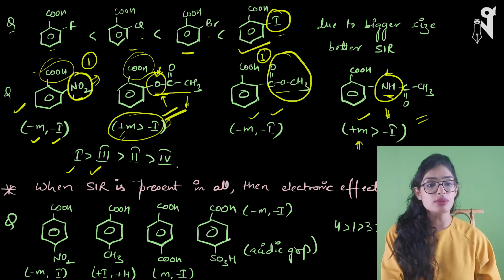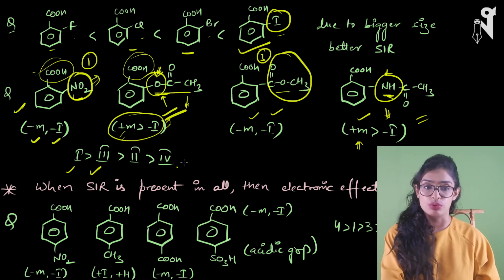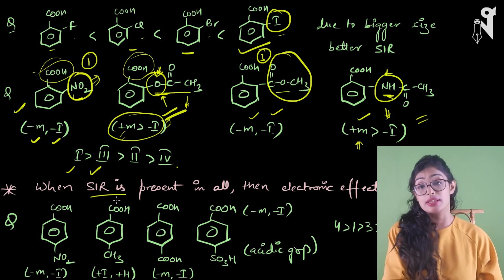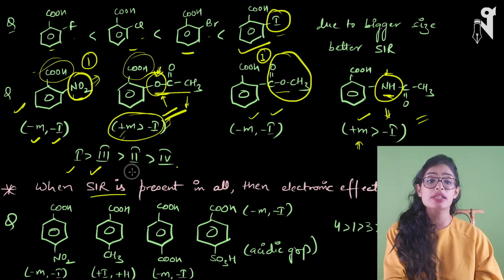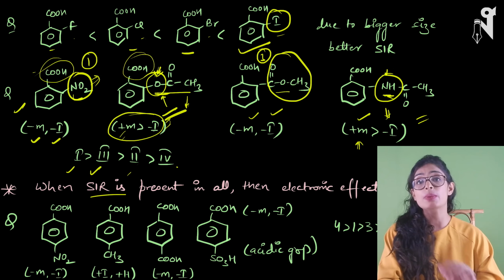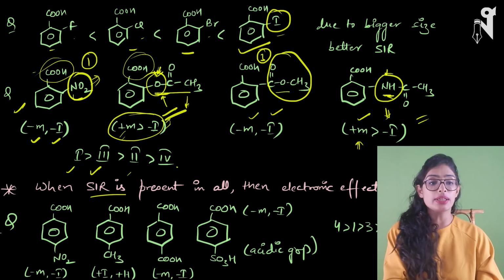Okay, so first is most acidic, then third, then second, and then fourth. This is something which I have mentioned: if SIR is present in all, then electronic effect will work. We will not talk about the SIR. Look at the next compound now.